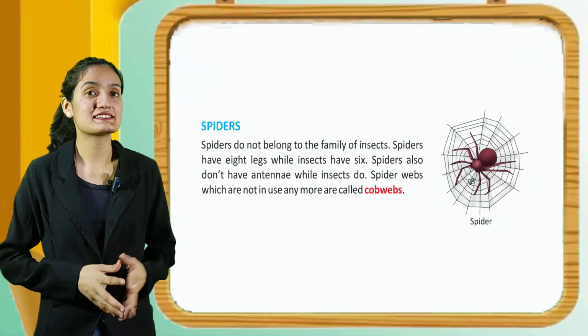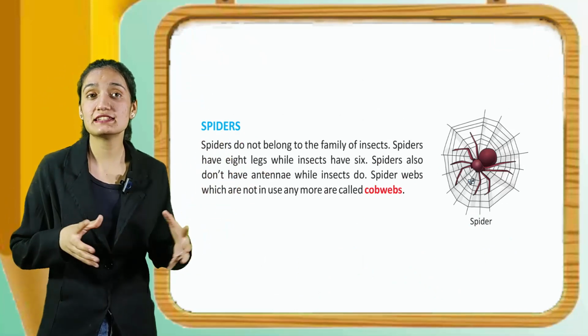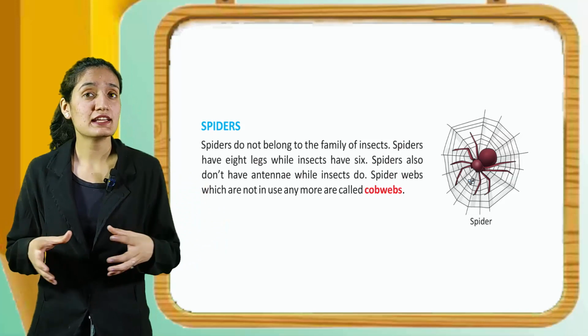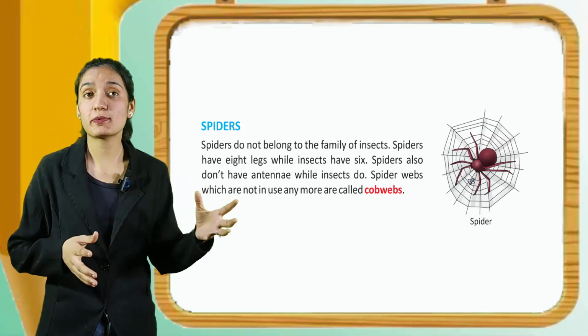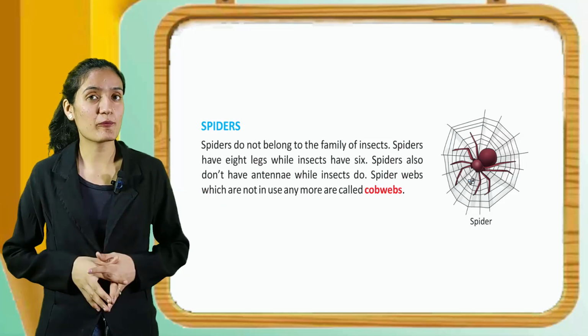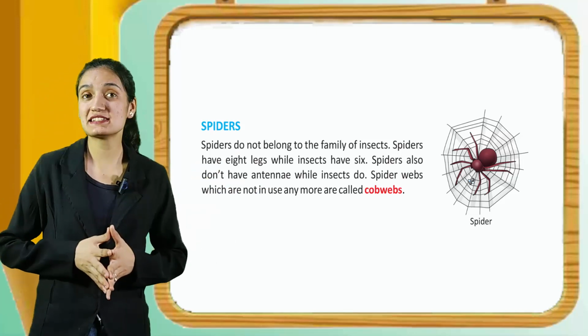Now the spiders. Spiders do not belong to the family of insects. Spiders have 8 legs while insects have 6. Spiders also don't have antennae while insects do. Spider webs which are not in use anymore are called cobwebs. Here is a spider.